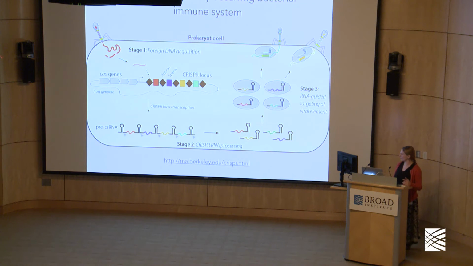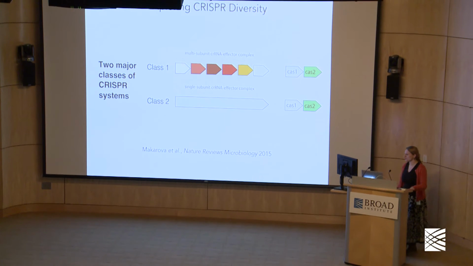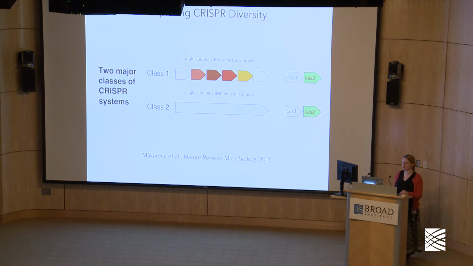Let's say a bacteriophage infects this bacteria. In some instances, a piece of the phage DNA will be integrated into the CRISPR locus. Then if infected again, the CRISPR locus is transcribed into this long pre-crRNA, and then processed into individual units, which then associate with the Cas proteins and target the specific virus. And so I just described the basic way that CRISPR is used as an adaptive immune system in bacteria.